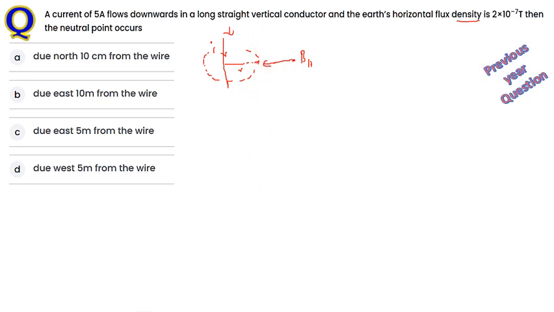That point is called the neutral point. Now from this one, at what distance the neutral point is produced, that's what they are asking here. At what distance, this is about R. That one we are going to find out. In this case, let me tell you.